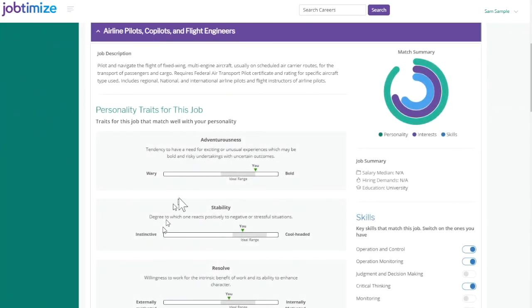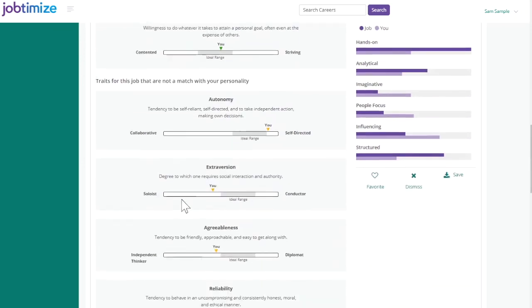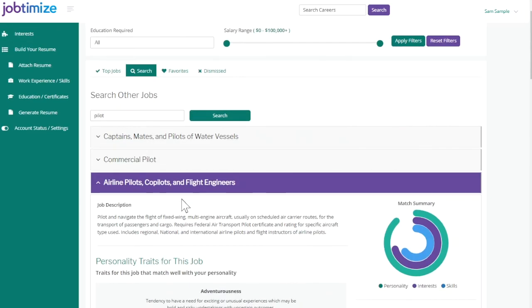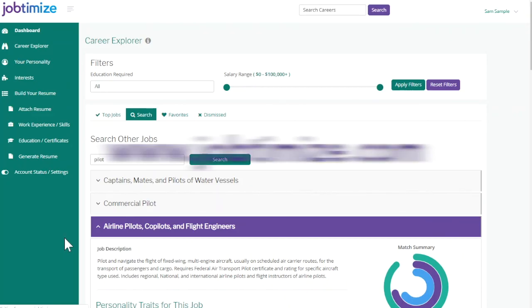and when I click on the drop down, it'll show me whether this might be a good choice for me or not. And as you see, maybe so in this case. So lots of ways for you to take full advantage of the tools that are available for you inside Jobtimize.